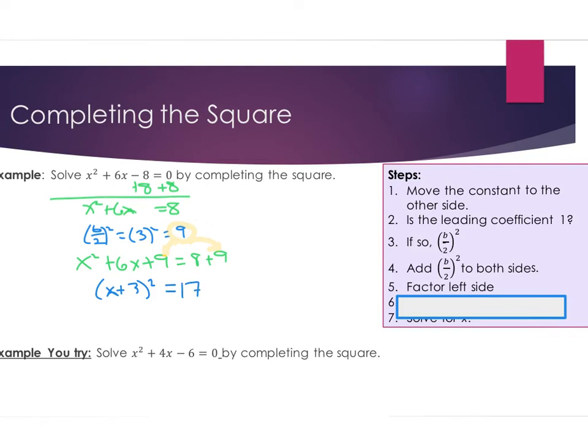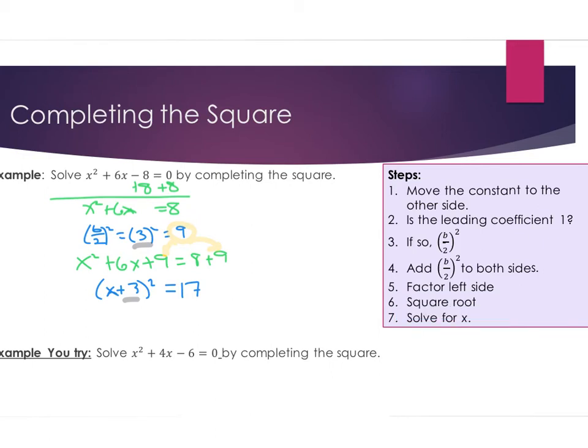Now, watch this neat little trick. This is what it factors to, x plus 3, correct? Well, look, when we did b divided by 2, we also got 3. So it's like we can pull that 3 into our factored form.